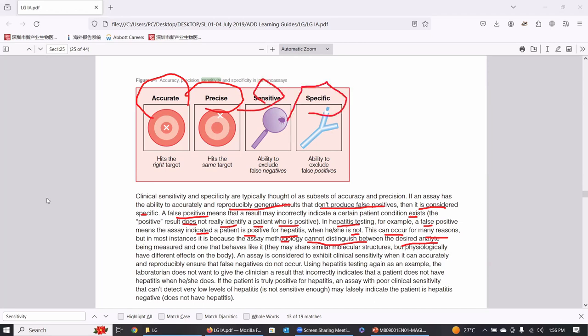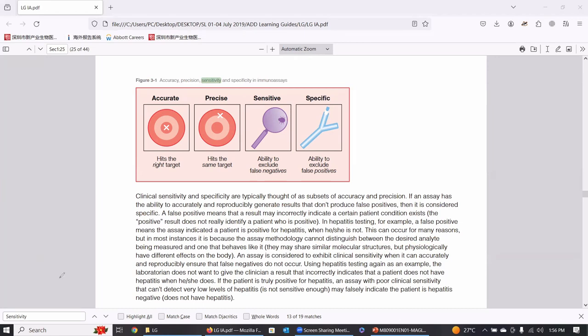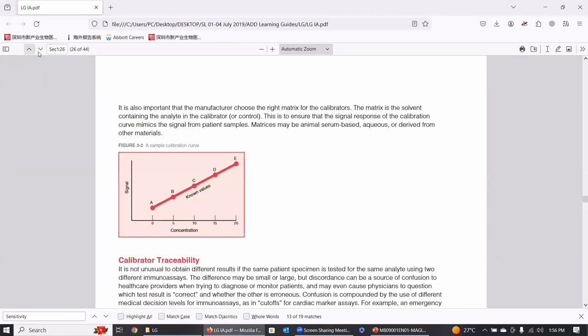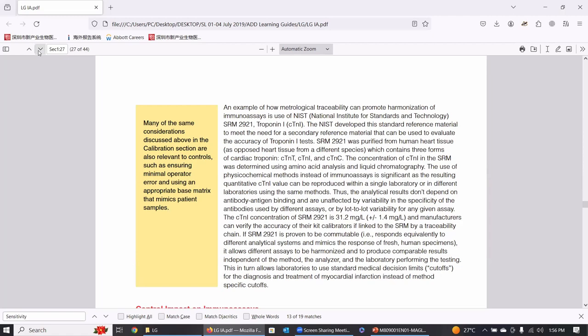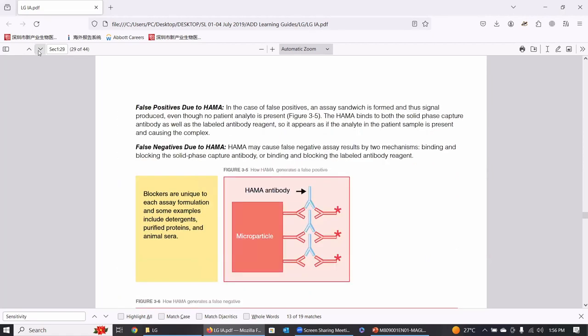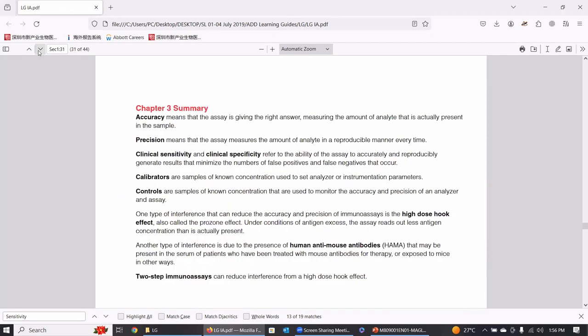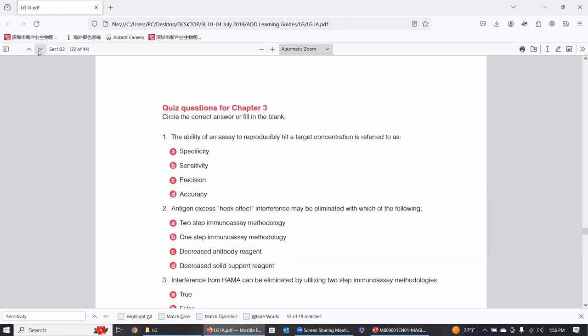So there are a few questions related to some more indications. If I go to the next page, they have the calibration traceability concept. We have some more assay interferences, the Hook effect, false positives due to HAMA, and heterophilic antibody interference, or you can see the definition of clinical sensitivity and specificity. So there's a few quiz questions.